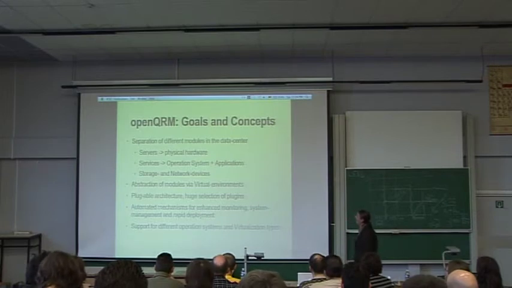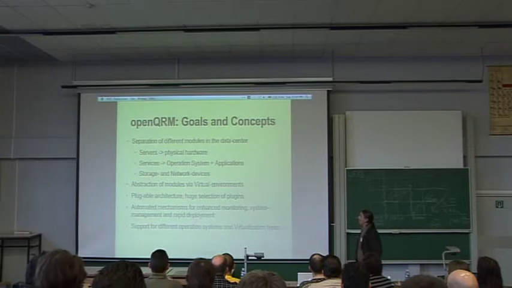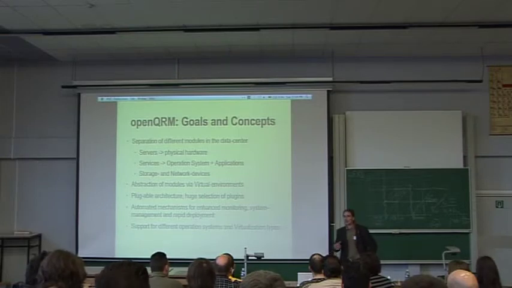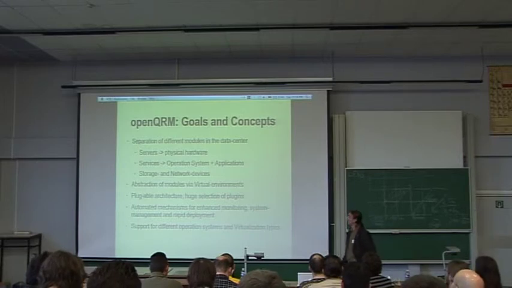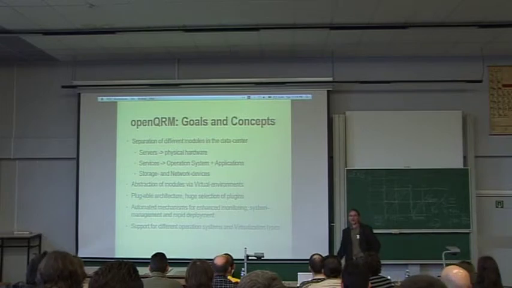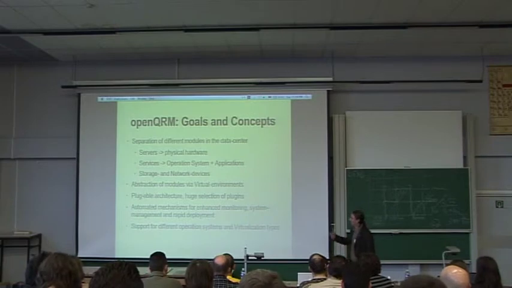So basically, openqrm is a management system for data centers, and it's a deployment system. It means you can rapidly deploy a server to existing physical hardware or also to virtual machines. There are monitoring tools built in so that you can also monitor your servers and applications. And of course, we thought about high availability in openqrm, which basically is a rapid redeployment if something fails.